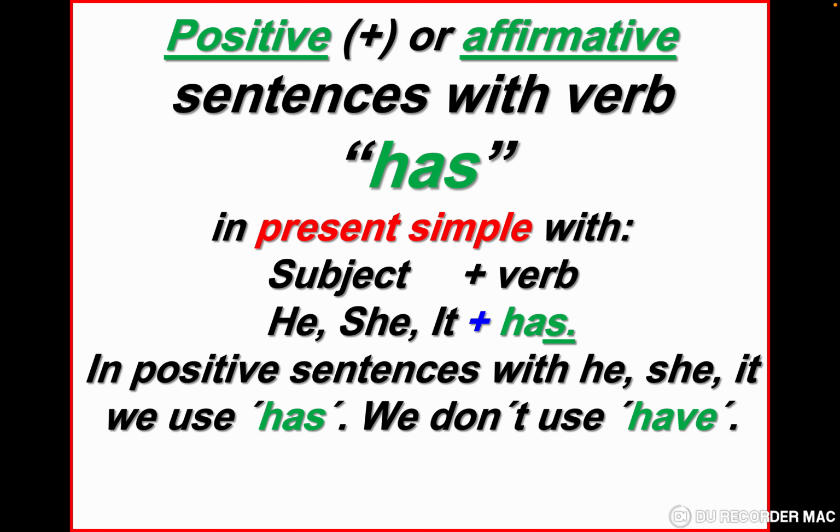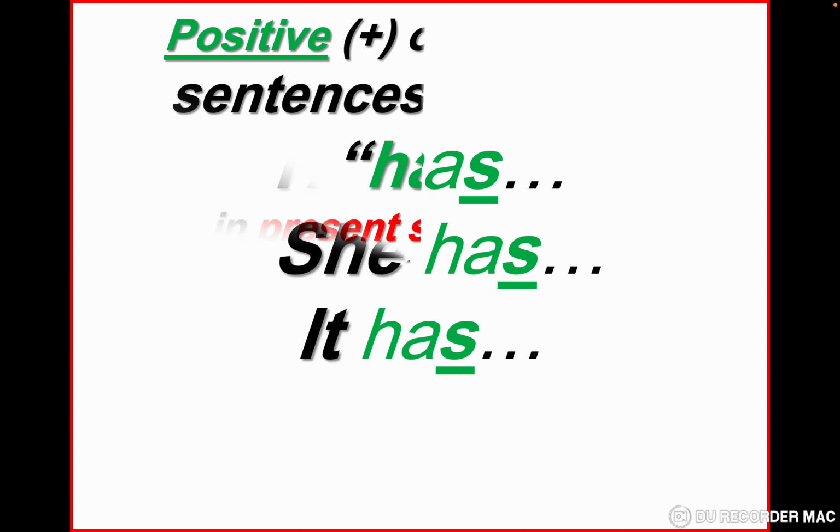If you say he have, it's not correct. She have, it's not correct. It have, it's not correct. So we say he has, she has, it has. Students say he have, she have, it have, because they don't know the rule. So with he, she, it, always in the positive sentence, we write has. Let's continue.